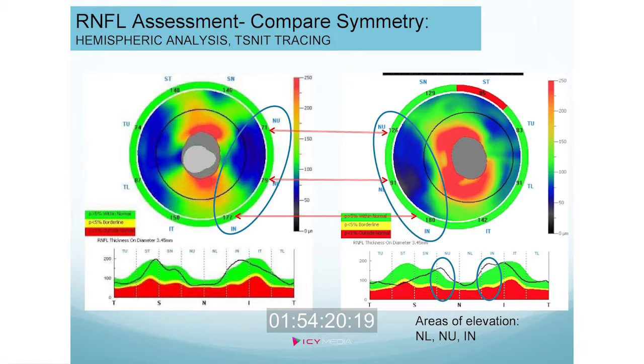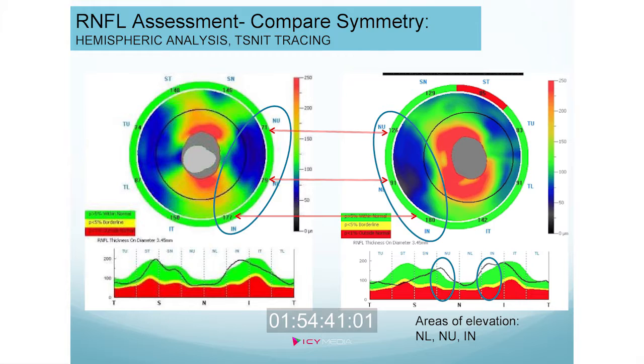Now we move into some more assessments on the OCT. We talked about the 3D optic nerve head. Let's talk a little bit about the RNFL. What can the RNFL show us? How can it help us in our diagnosis of these patients? We can do a few things. We can do a hemispheric analysis, which essentially compares top to bottom, or hemisphere to hemisphere. We can also do a TSNIT tracing. The TSNIT tracing shows you each section of the nerve and how the rim tissue in that section compares to normal.